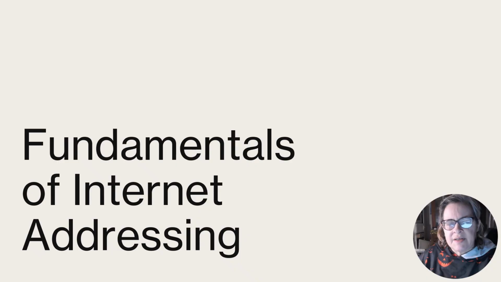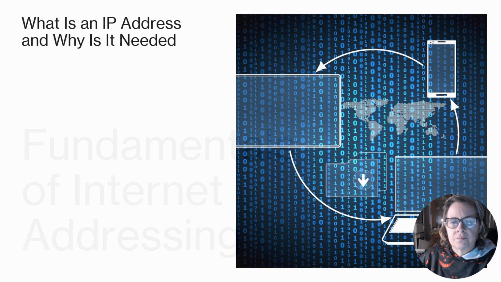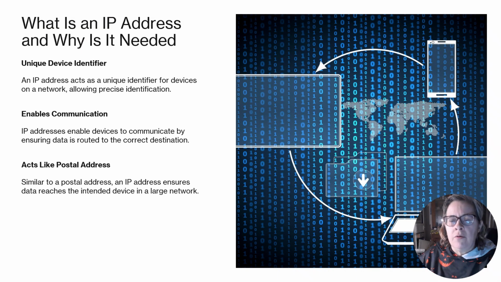Understanding what an IP address is, its necessity, distinctions between IPv4 and IPv6, and the structure and notation of IP addresses forms the foundation of Internet addressing. An IP address uniquely identifies a device on a network, enabling communication across the Internet. It acts like a postal address, ensuring that data reaches the correct destination in a network. It's exactly like that: making sure the data gets to where it's meant to be delivered.